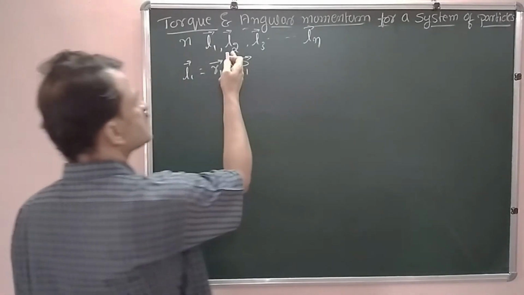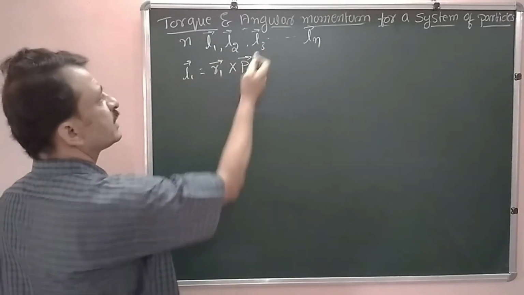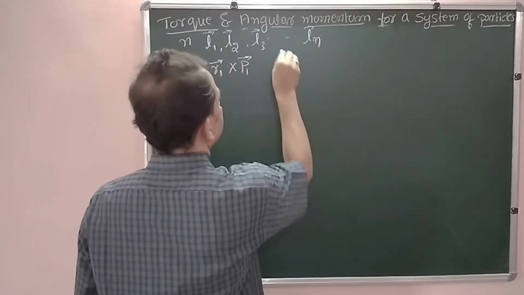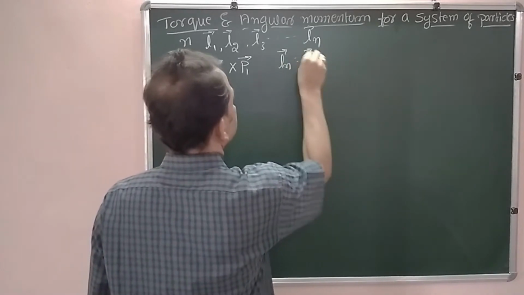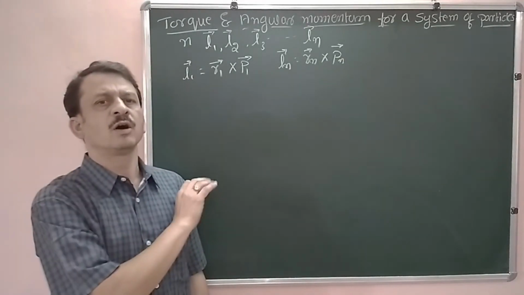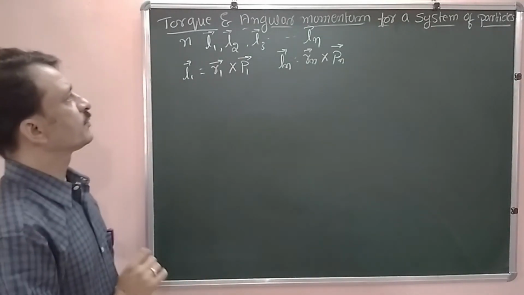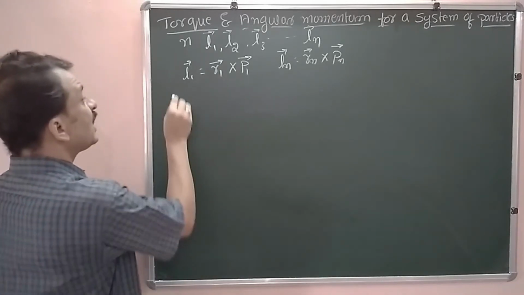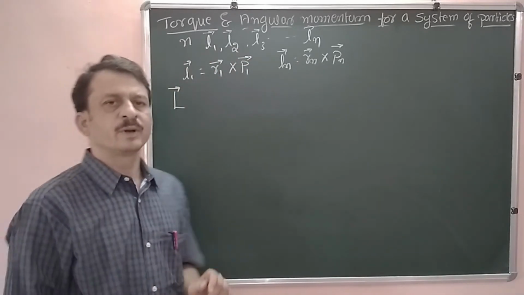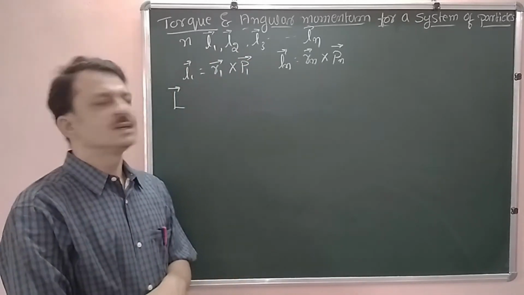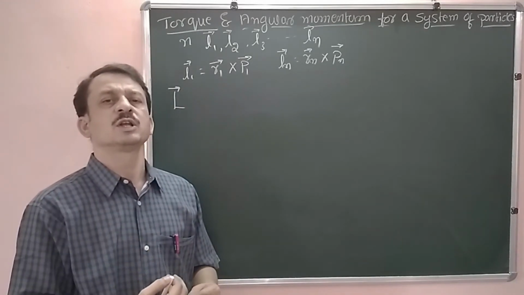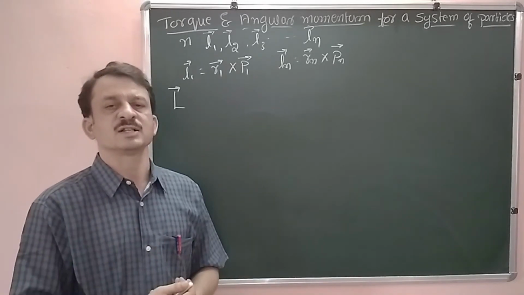Similarly, L2 is r2 cross p2, L3 is r3 cross p3, and so on. Ln is rn cross pn. These are the angular momenta of all the particles. Now, what is the total angular momentum? Small letter l corresponds to the angular momentum of individual particles. Since we are considering a system of n particles, we have to calculate the total angular momentum of that system of n particles.